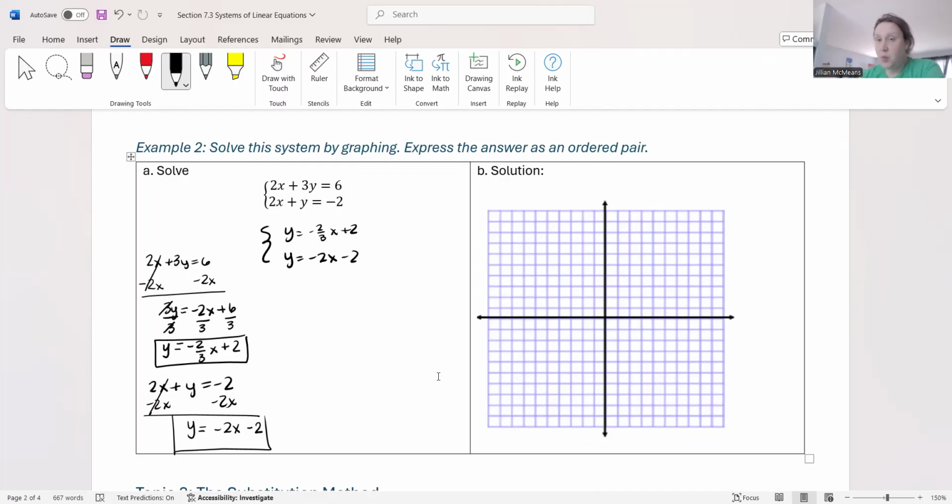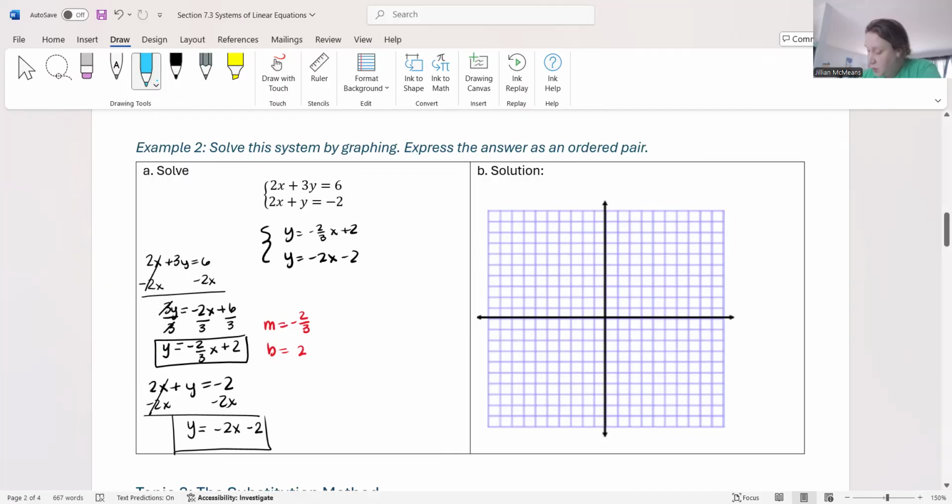Now remember, when you solve an equation for y, the whole point in doing this is you get the slope and the y-intercept for free. So looking at the first equation, my slope is -2/3, and my y-intercept is just 2.